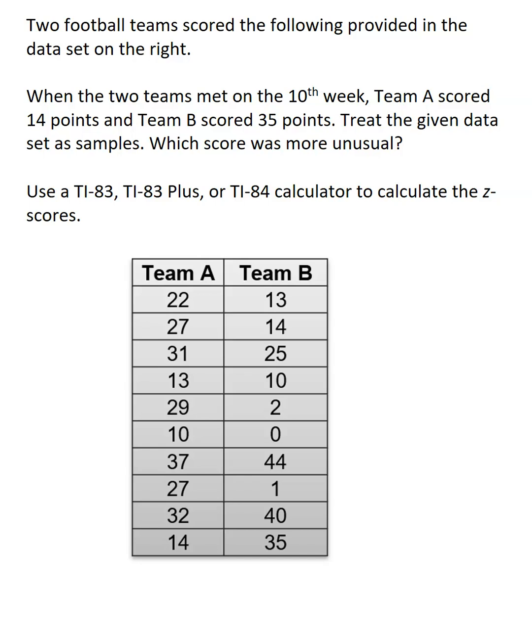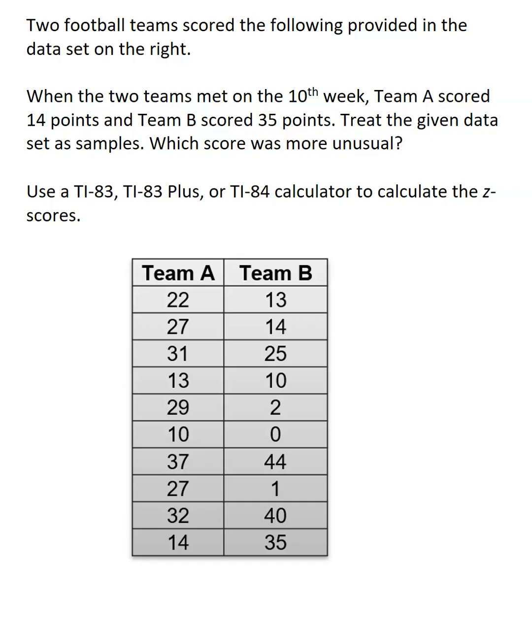Remember, I said we are going to compare two data sets, and therefore, even though the z-score calculation itself is simple, you have s and x bar, and those are heavy calculations, and that's the reason we're going to use the calculator. So let's read this question. Two football teams scored the following, provided in the data set. When the two teams met on the 10th week, Team A scored 14 points and Team B scored 35 points. Treat the given data set as samples. Which score was more unusual? Use a calculator to calculate the z-scores.